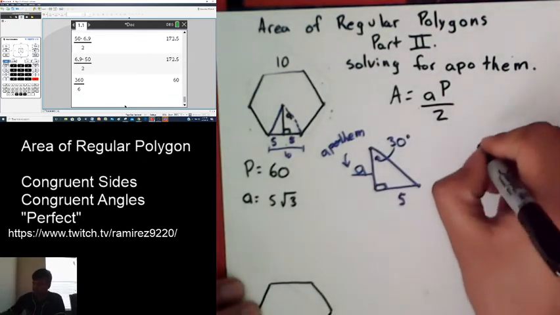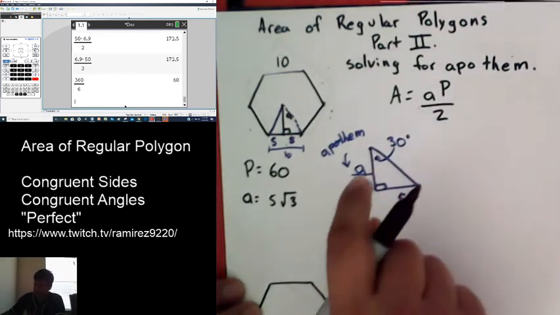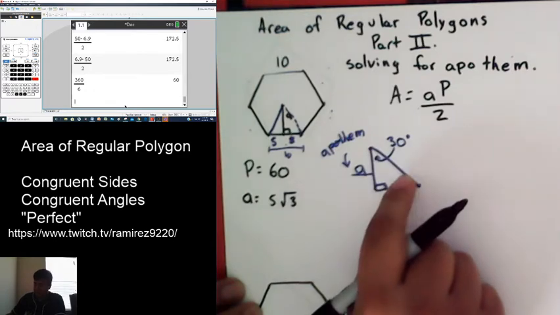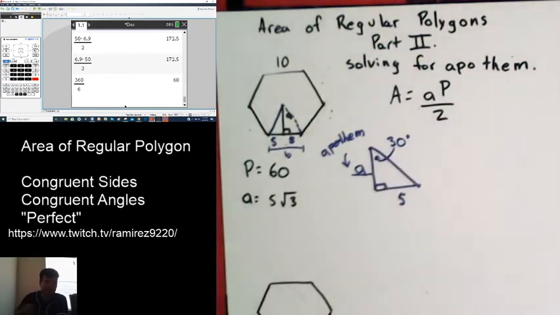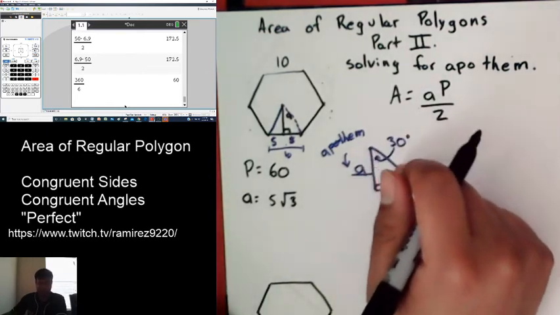I want to remind you that in the 30-60-90 rule, the side across from the 30 is x, the side across from the 60 is x times the square root of 3, and the 90 is twice as much as the small one, so this would be 10 here.